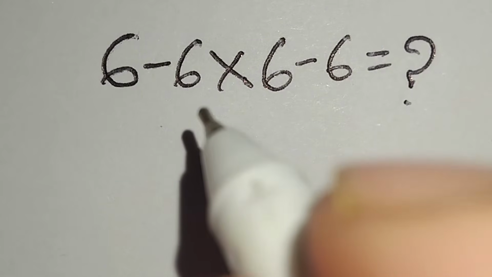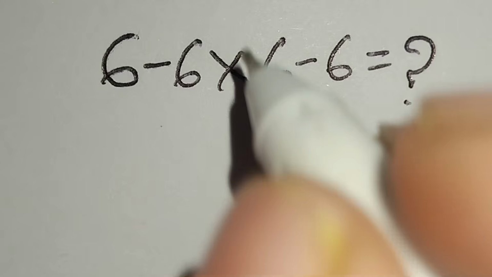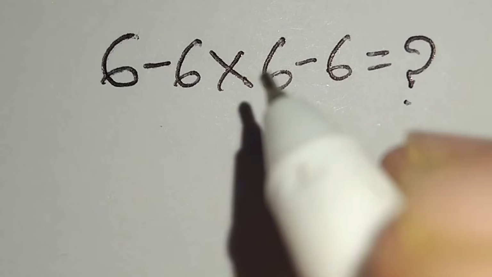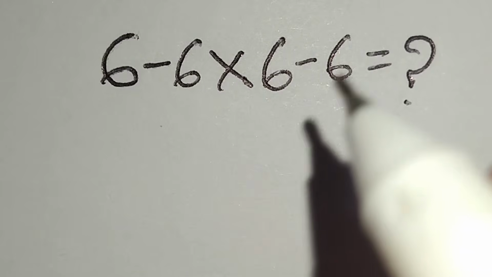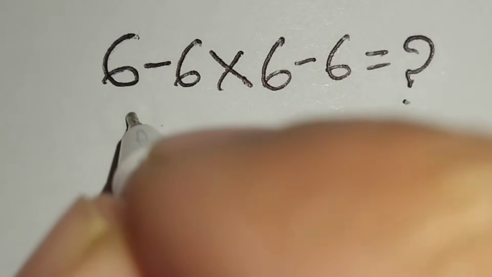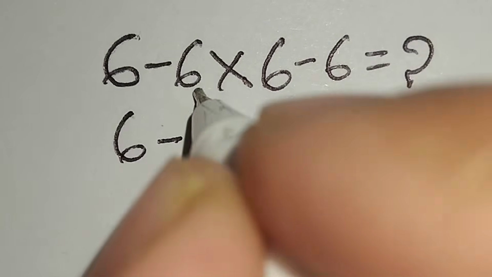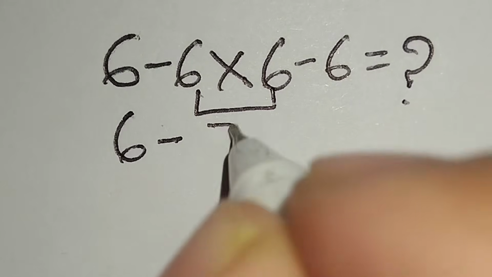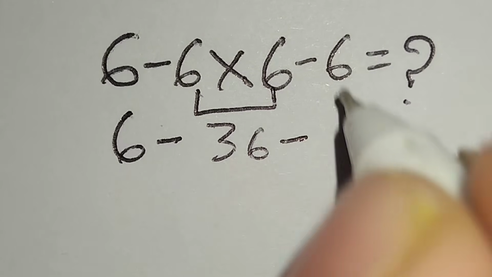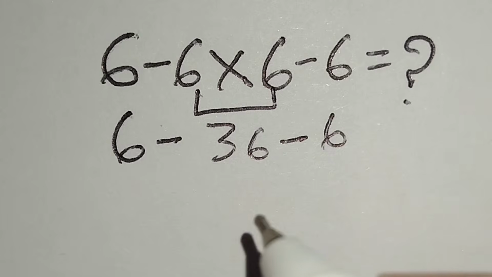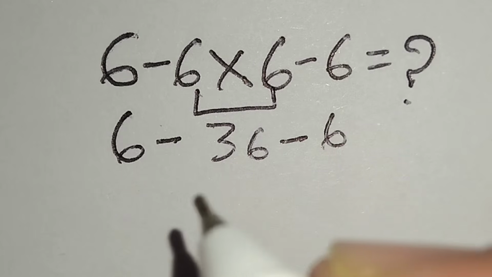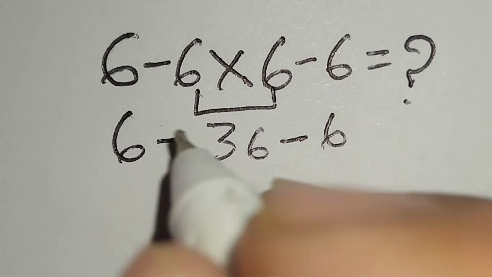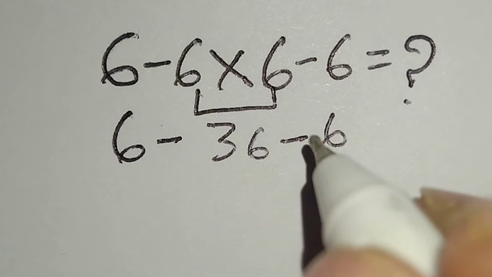According to the order of operations, now I have to work with this multiplication because multiplication has higher priority than subtraction. Therefore, here 6 minus this 6 times 6 gives us 6 minus 36 minus this 6. When we have more than one subtraction, then we have to work left to right. Therefore, at first we have to work with this subtraction, then this subtraction.